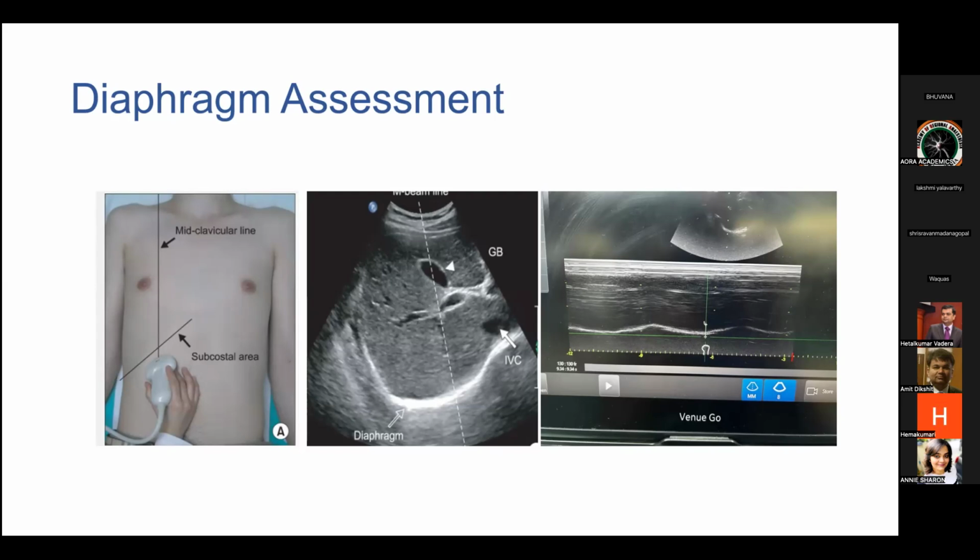This is a block. After the costoclavicular block, we assess the diaphragm. Even with 20 ml of costoclavicular block, we see the diaphragm excursion was drastically reduced from pre-op in the post 30 minutes of the block.